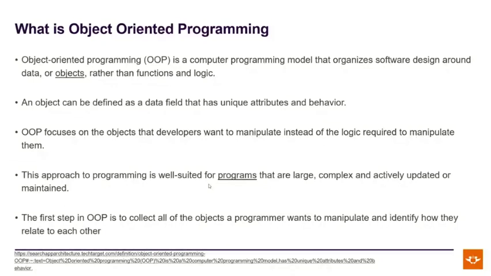OOP is a programming model that organizes software around data or objects rather than logic and function. So instead of looking at functions and logic, we look at data and objects. We try and create a way of referencing a real world object in a digital format. An example: how would you explain your cell phone to a computer? Can you explain the concept cell phone, chair, table, desk to a computer?